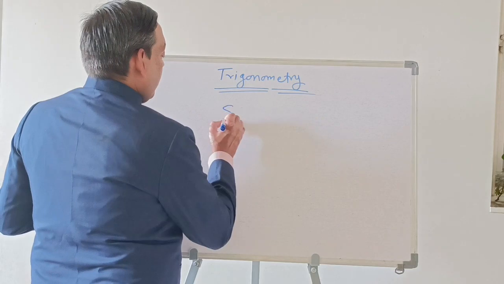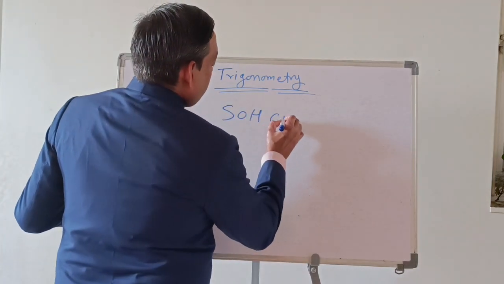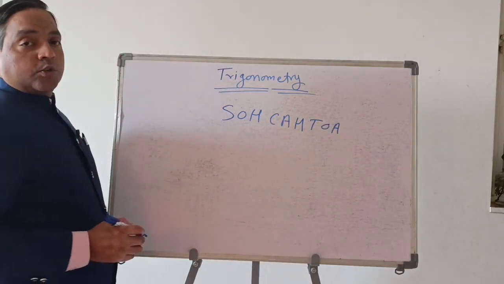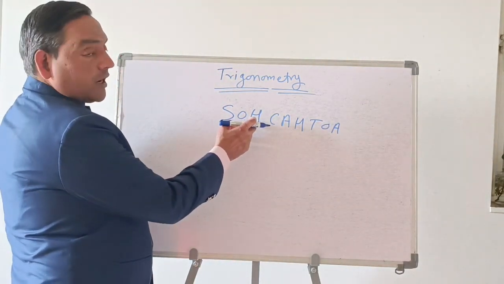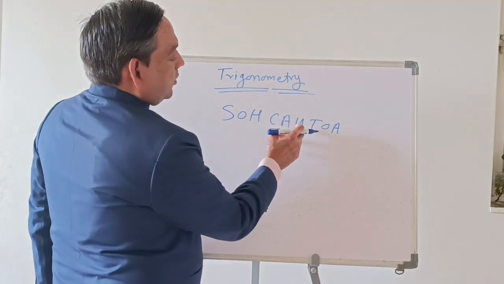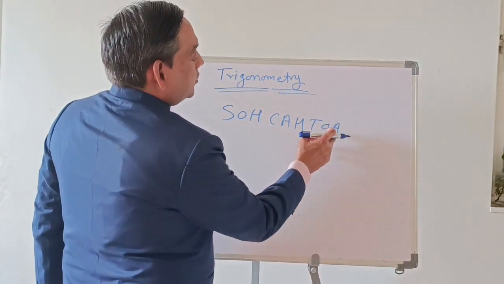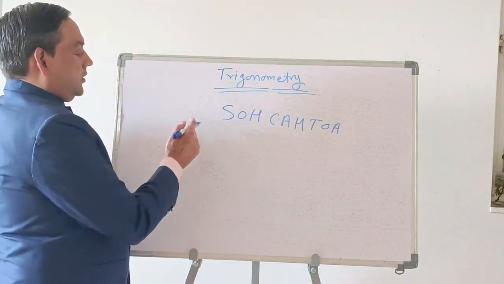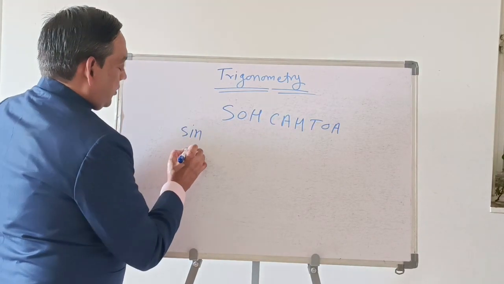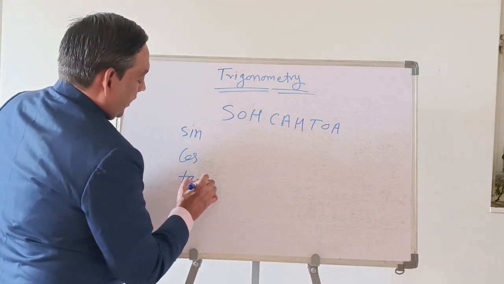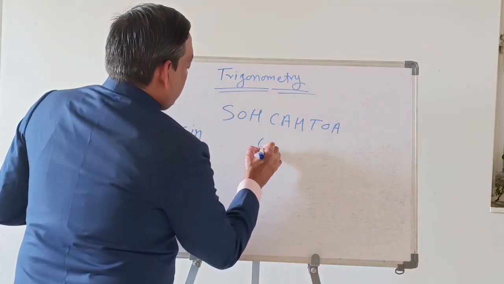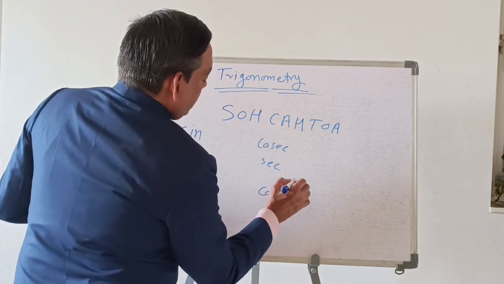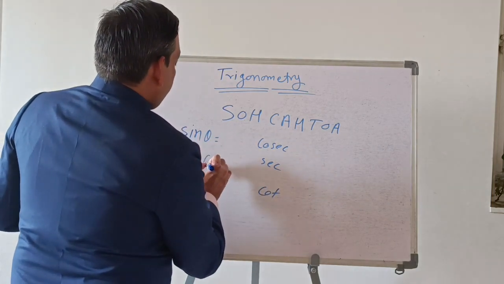So ka to if you remember, so ka to, okay, what is so ka to? Sine is opposite over hypotenuse, cos is adjacent over hypotenuse, and tan is opposite over adjacent. And then after that we did the sine, cos, tan, and then the other three is cosec, sec, and cot.